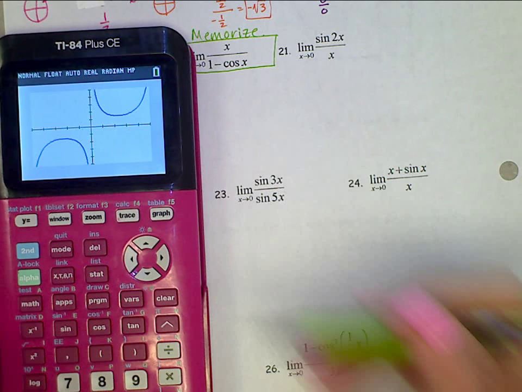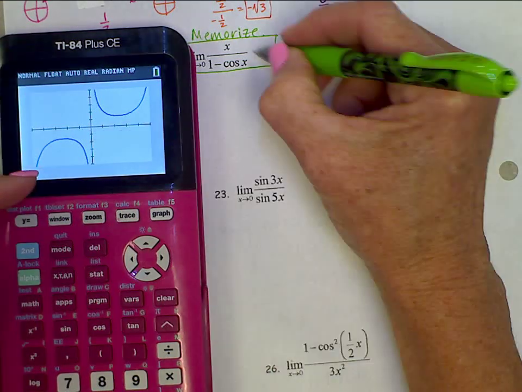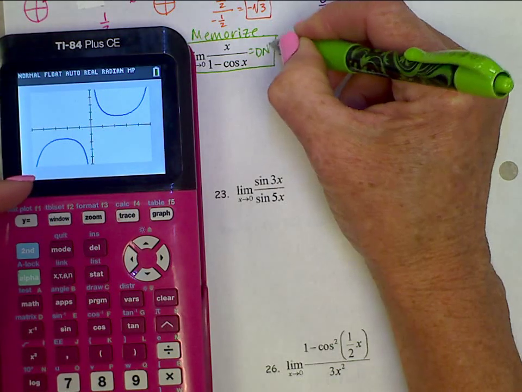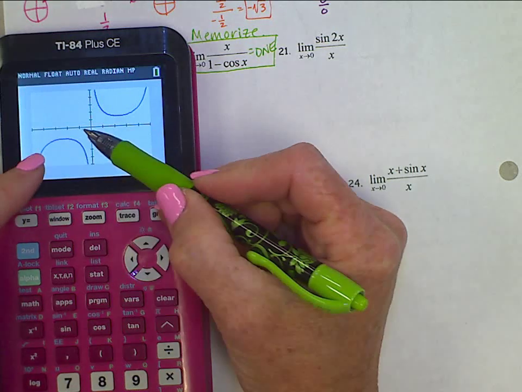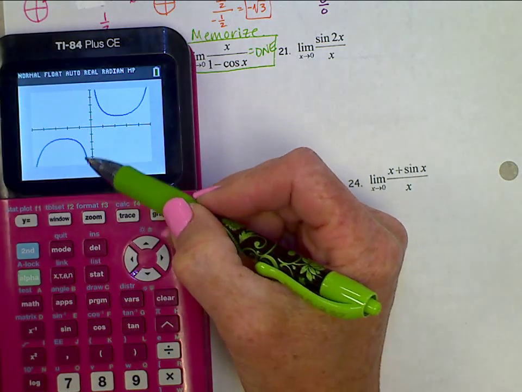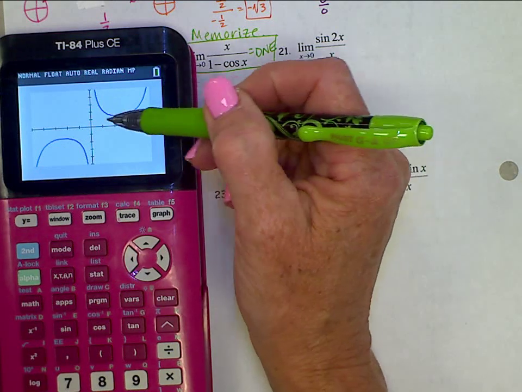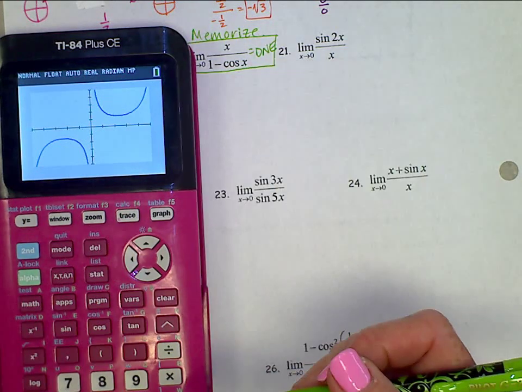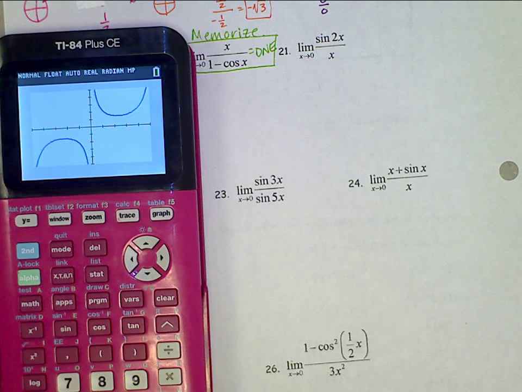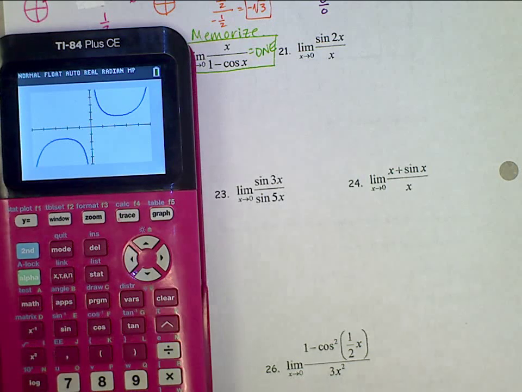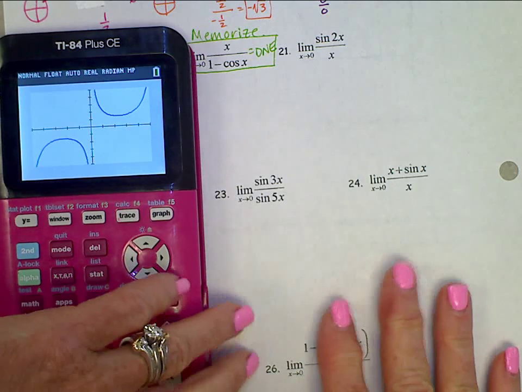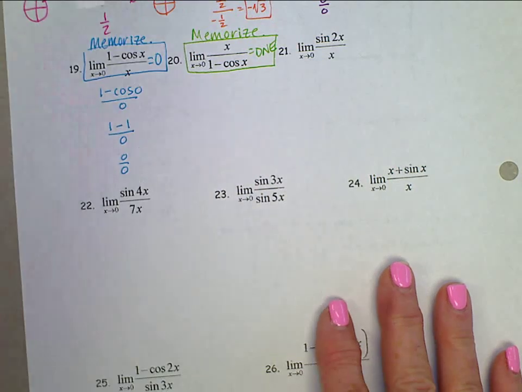And here's x equals 0, and we see that this limit does not exist. From the left-hand side, the y values are going down here toward negative infinity. From the right-hand side, y value is going up toward positive infinity. Different directions, therefore that limit does not exist. That's it for the calculator, so we'll put that away.